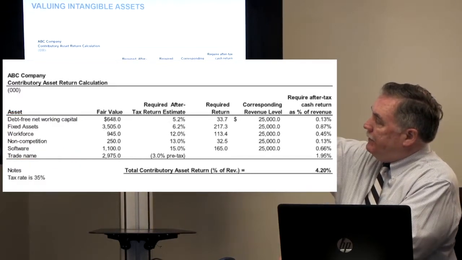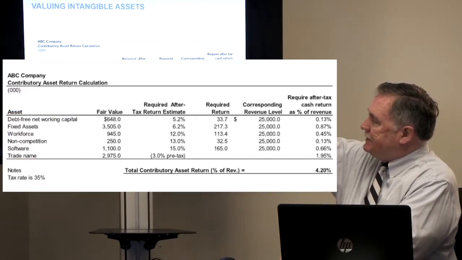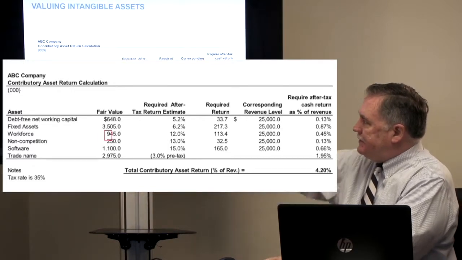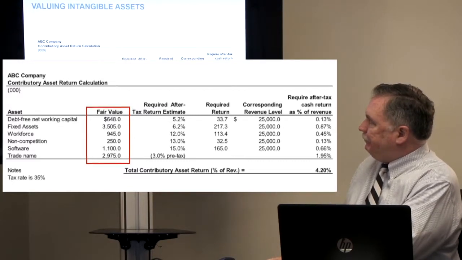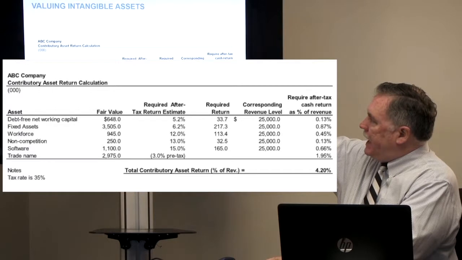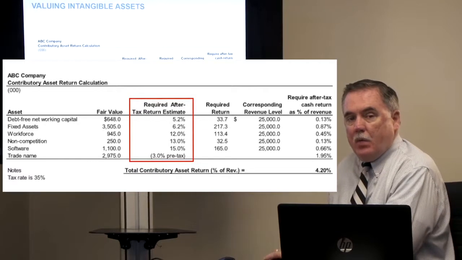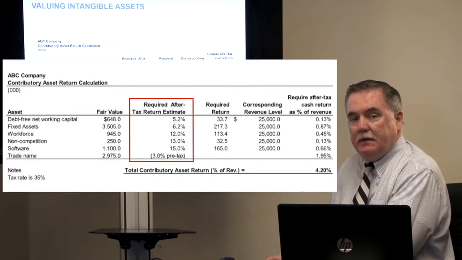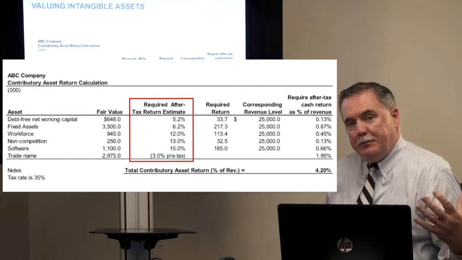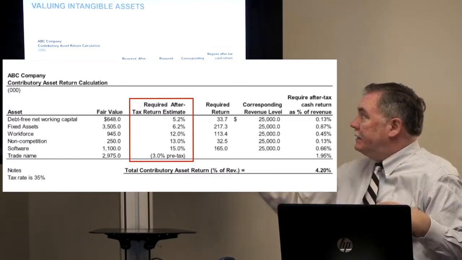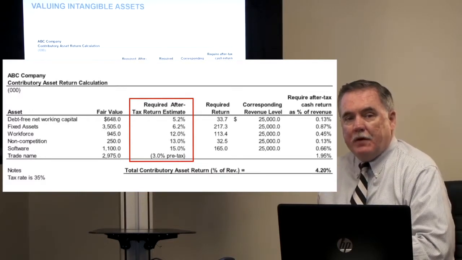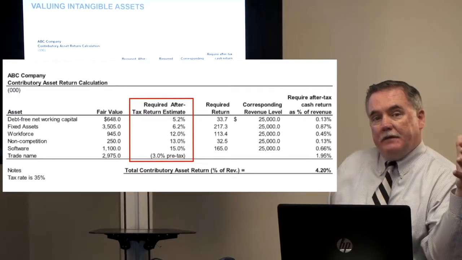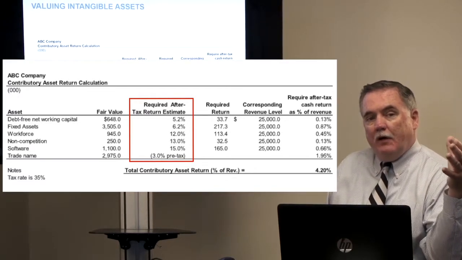Okay, so we've valued each of those classes of assets at the fair values that are listed: $648,000, $3.5 million, $945,000, etc. We've also identified and calculated what the required after-tax return would be on each of those assets, and we have documentation and support for each of those calculations. So the debt-free net working capital has a required after-tax rate of return of 5.2%.